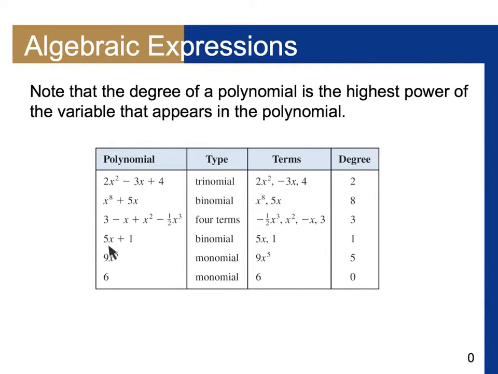Here's a binomial again, two terms, 5x and 1. Our highest power of x is just 1, so our degree is 1 there. This is a monomial, 9x to the 5th. We only have 1 term, and our degree is 5. Here's a monomial that's just a number. We also consider that a polynomial, but it just has 1 term, 6. Our degree is 0 because we don't have an x to the 1. Actually, we have an x to the 0 there.